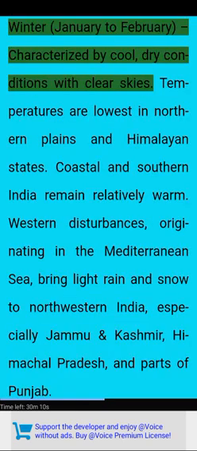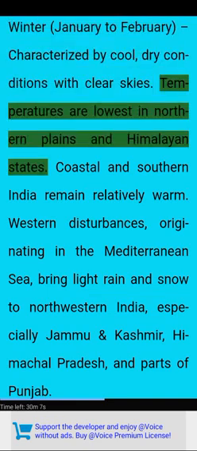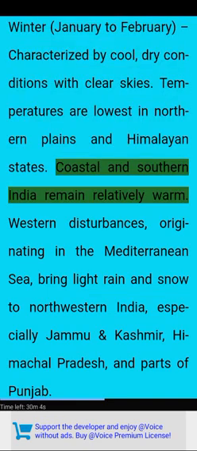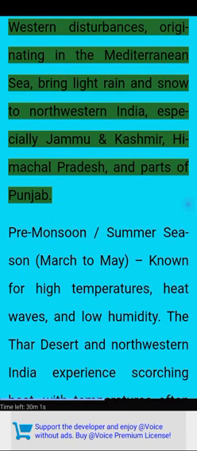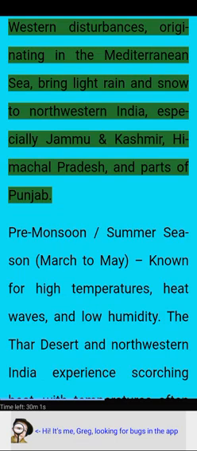Winter, January to February, characterized by cool, dry conditions with clear skies. Temperatures are lowest in northern plains and Himalayan states. Coastal and southern India remain relatively warm. Western disturbances, originating in the Mediterranean Sea, bring light rain and snow to northwestern India, especially Jammu and Kashmir, Himachal Pradesh, and parts of Punjab.